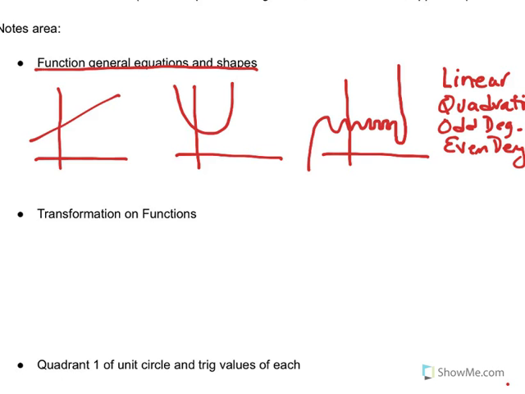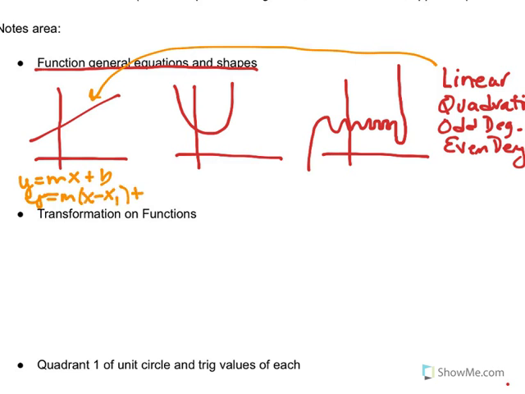Okay, so hopefully you're all good with the linear function. We're not going to worry too much about that. Its general equation is y equals mx plus b, or y equals m(x minus x1) plus y1. Next function is obviously the quadratic function. An odd degree function is going to have ends going in opposite directions. So believe it or not, two of these are odd degree functions. Which two are they going to be?